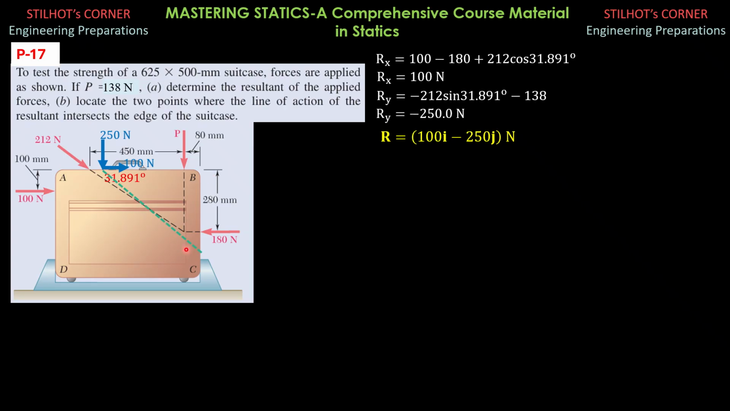This is the line of action, and you can compute this angle of the line of action, which is represented by this green colored line, as inverse tangent of 250 over 100 if you want, if you specify the resultant as magnitude and direction. But I just present it by its components in vector form. This is also the other point on the line of action of the force, so that's it.